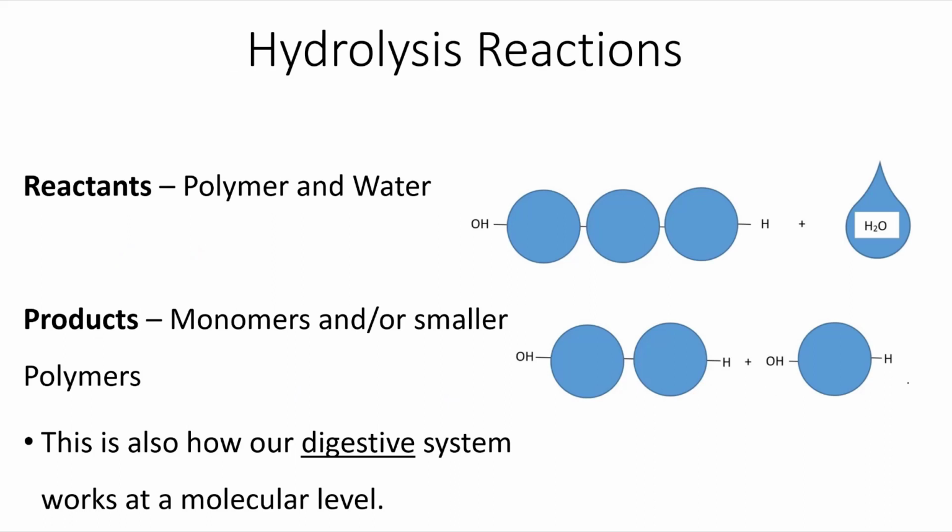Hydrolysis is exactly the opposite. In hydrolysis, you're using water, which is the hydro, to lyse or break apart these polymers. So in a hydrolysis reaction, your reactants will always be a polymer and a water molecule. And in that process, you're going to break or separate the bonds between one of the monomers and the rest of the structure that was there. And this is how our digestive system works at a molecular level.